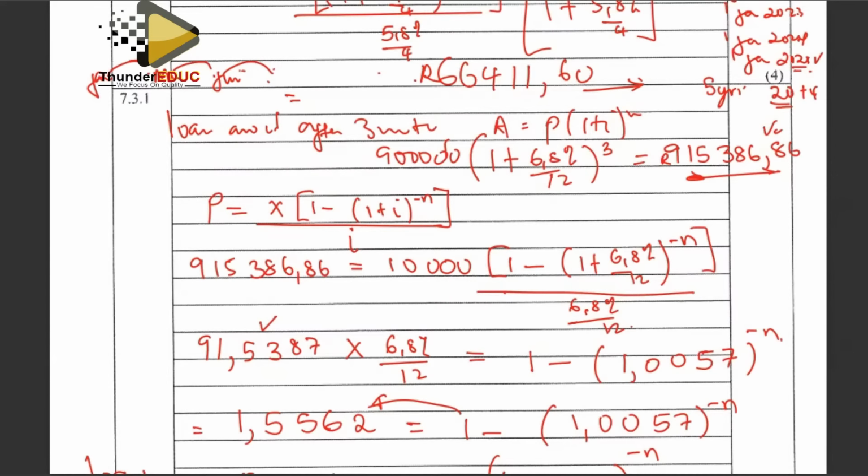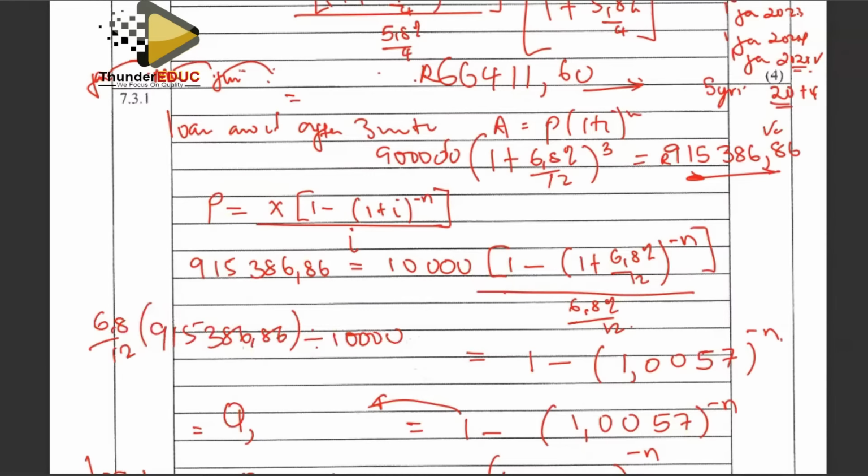Is it the formula that I messed up with? I think my problem is with the multiplication and the division. So let's say we multiply first before we divide, because something is not adding up. So it's 915,386.86 multiplied by 6.8 over 12. And then we divide by the 10,000. It's going to give me 0.5 something, which I don't know why it should give me something of the sort.